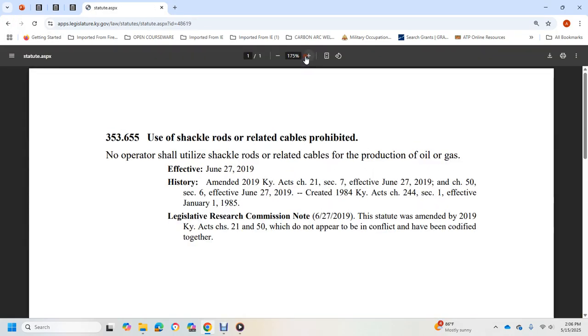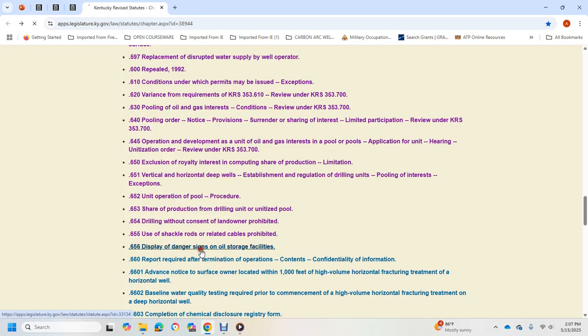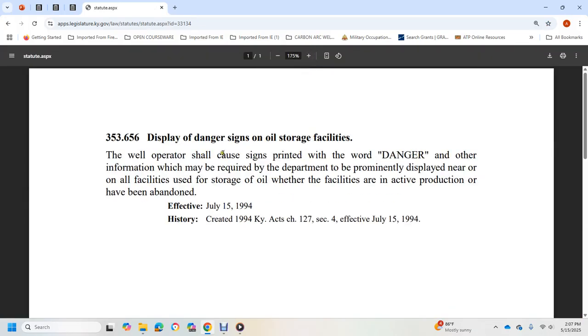Alright, use of shackle rods related to cables prohibited. No operator shall utilize shackle rods related to cable in the production of oil and gas. Display of danger signs on oil storage at the well. Operator shall cause signs to be posted with the word danger. Other information may be required by the department to be prominently displayed on all facilities used for the storage of oil, whether the facilities are in active production or have been abandoned.